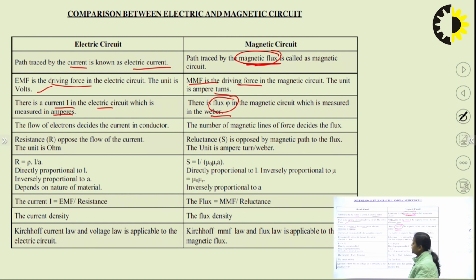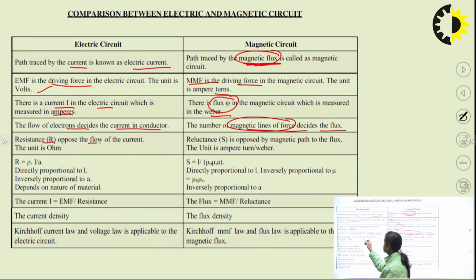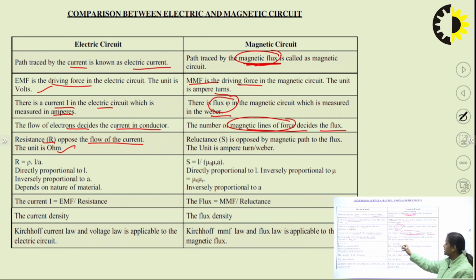Here the flow of electrons decides the current in a conductor, and in a magnetic circuit the number of magnetic lines of force decides the flux, right. In an electric circuit we have resistance, which opposes the flow of current, and the unit is ohm, and in a magnetic circuit we have reluctance, right. We have already discussed what reluctance is. It is the opposition given by the magnetic path to the flux, and the unit is ampere turn per Weber.